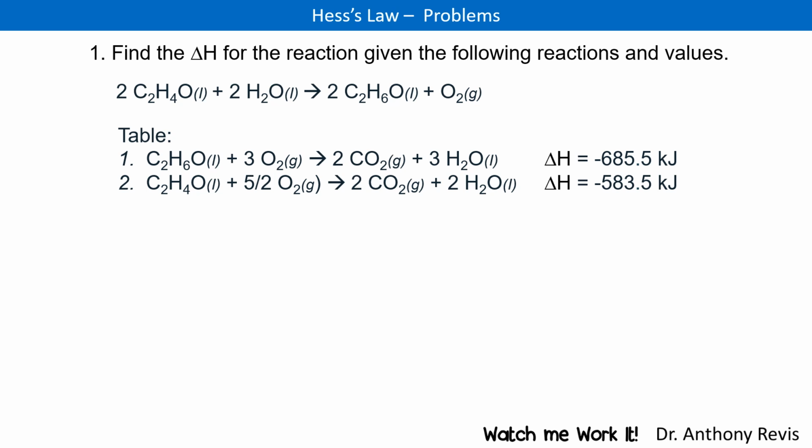Here's a problem. Find the delta H for the reaction given the following reactions and values. So here we have the base reaction that we're interested in. Here's the first one. And here are the ones from the table. So we're going to take a look at this base reaction, and we want to find what delta H is based upon these equations. So here's what we do.